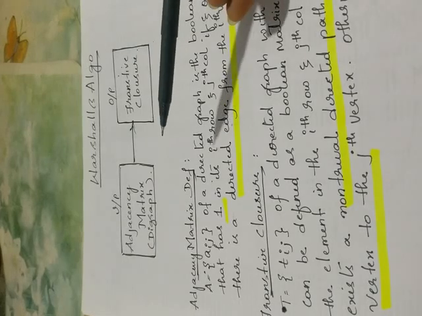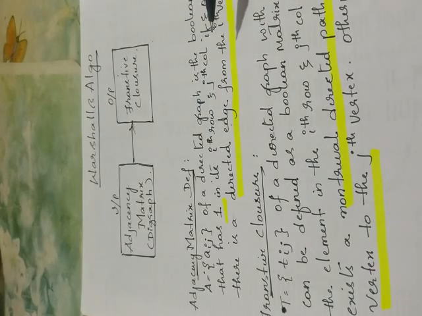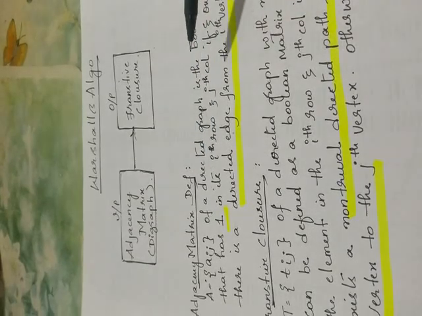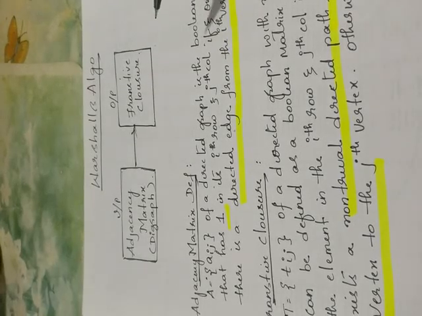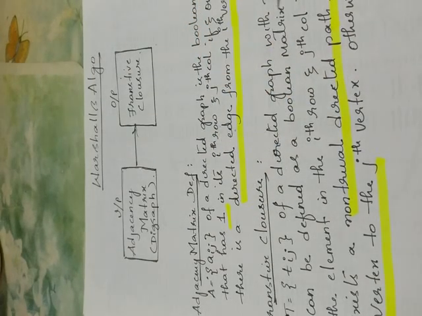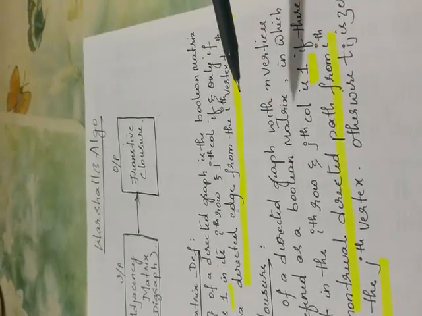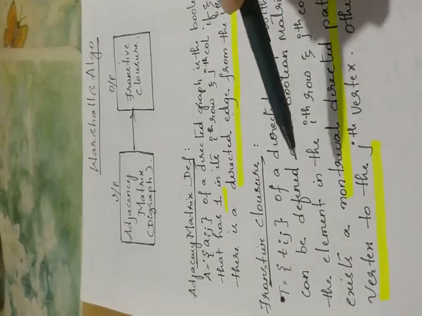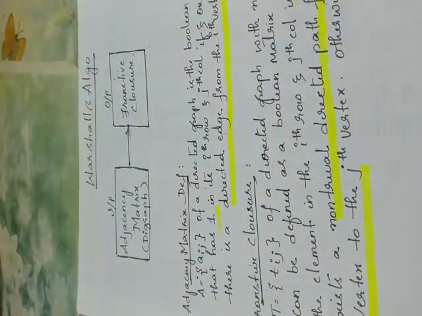So we know how to represent the adjacency matrix. The adjacency matrix of a directed graph is the Boolean matrix that has 1 in its ith row and jth column if and only if there is a directed edge from vertex i to j, and otherwise it is 0. But the transitive closure T of ij of a directed graph with n vertices can be defined as a Boolean matrix in which the element in the ith row and jth column is 1 when there is a non-trivial directed path from the ith vertex to the jth vertex.